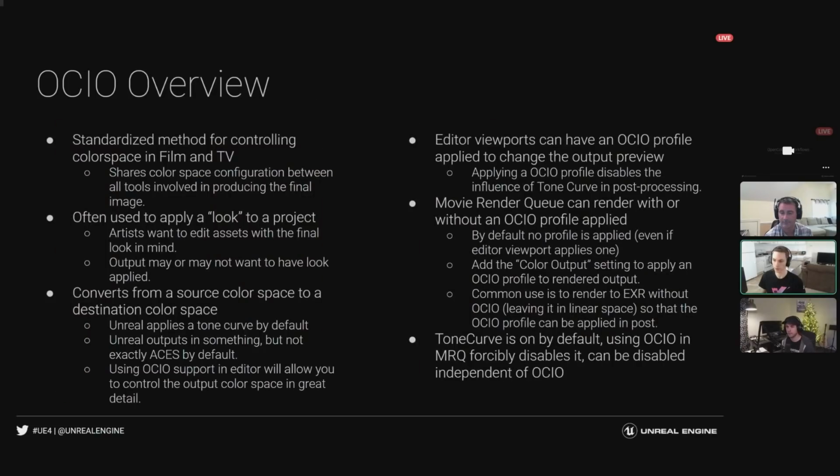Cool. I just want to clarify some of the points that we have here on the slide. As Andy mentioned, OCIO is for transforming from a source color space to a destination color space. Unreal does not use this by default. By default, Unreal applies a tone curve, and this produces a result that's similar to ACES, but it's not exactly ACES. There is a way to try and get it closer to ACES through post-production, and that's something we could post on the forums later if you need to see it.